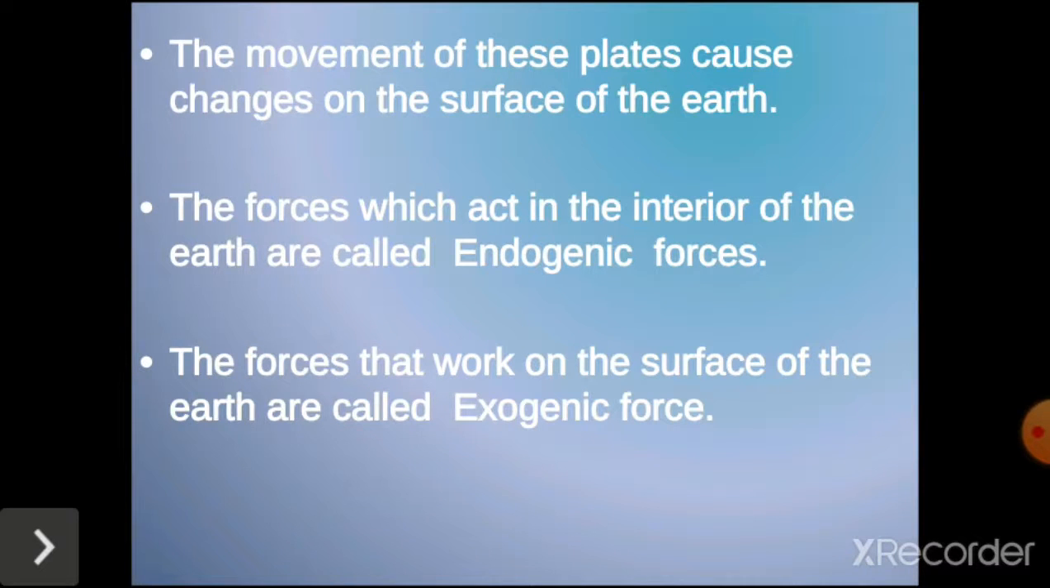We can divide these forces into two categories: endogenic forces and exogenic forces. The forces which act in the interior of the earth are called endogenic forces. The forces that work on the surface of the earth are called exogenic forces. Let us see the endogenic forces in the next session.